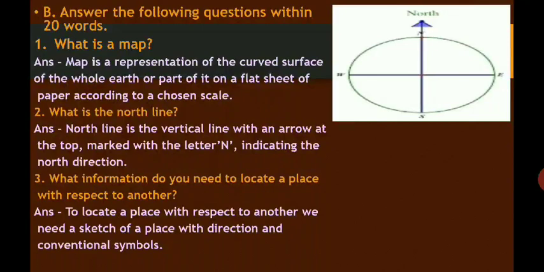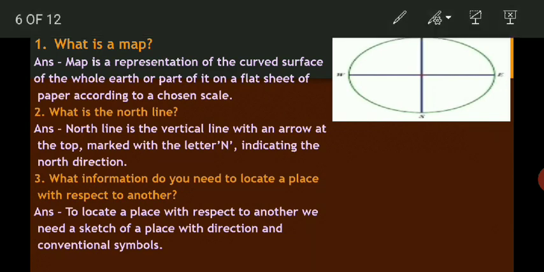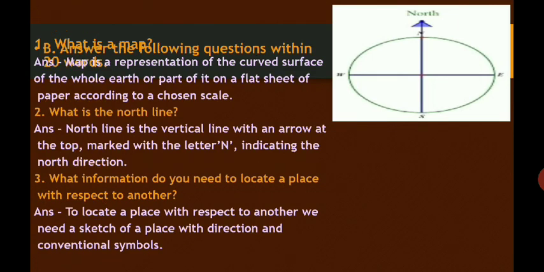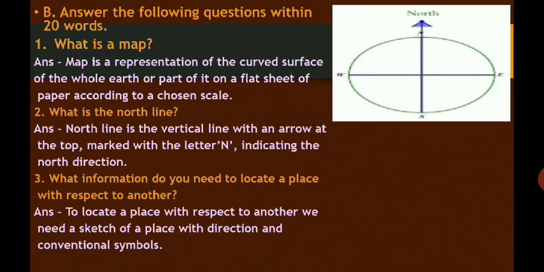Look, at the top there is an arrow mark marked with the letter N. There is written north and also the letter N indicating the north direction. So this line indicates the north direction. So this is known as the north line. North line is the vertical line with an arrow at the top marked with the letter N indicating the north direction.